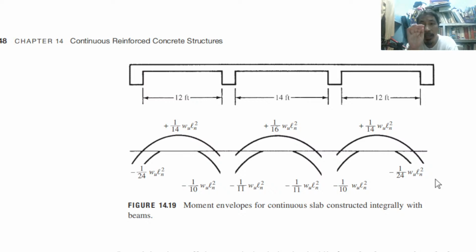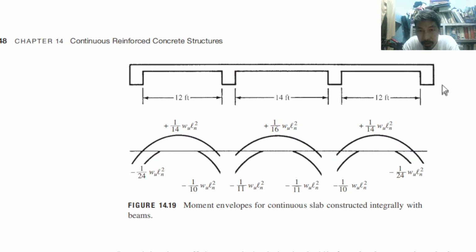just by looking at the structure, we can immediately estimate the positive and negative moments. 1 over 24, 1 over 14, 1 over 16, 1 over 11, 1 over 10. We can already calculate the values of moment. Do you follow? By just looking at it.